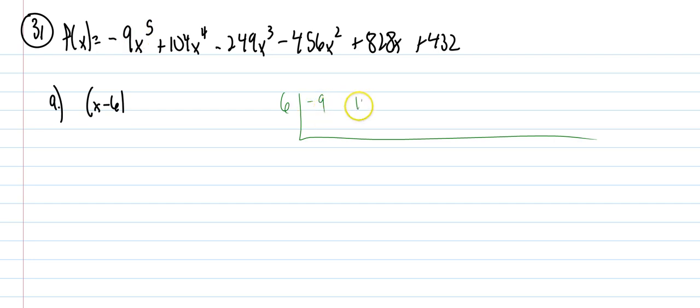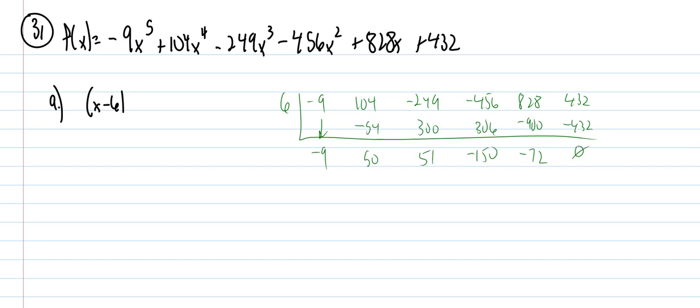So we'll put all these numbers across the top. And notice that we do have a nice descending order here. In other words, it's x to the 5th, x to the 4th, x to the 3rd, x to the 2nd, x, and the constant, so we don't have to leave any gaps up there. And I'll go ahead and run through this. So after taking it through synthetic division, we get these coefficients: 9x to the 4th plus 50x cubed plus 51x squared minus 150x minus 72.